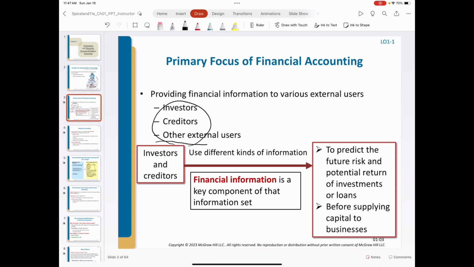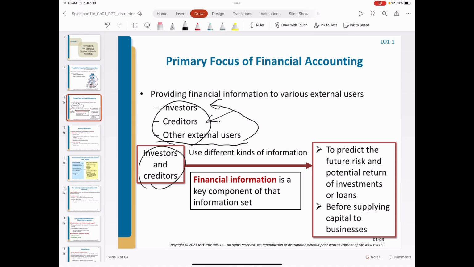Other major external users include mutual fund managers, financial analysts, stockbrokers, and rating agencies like Standard & Poor's and Moody's. They also use financial statements to rate the risk of the business. These external users basically provide service to equity investors and creditors. So the two primary users are equity investors and creditors.